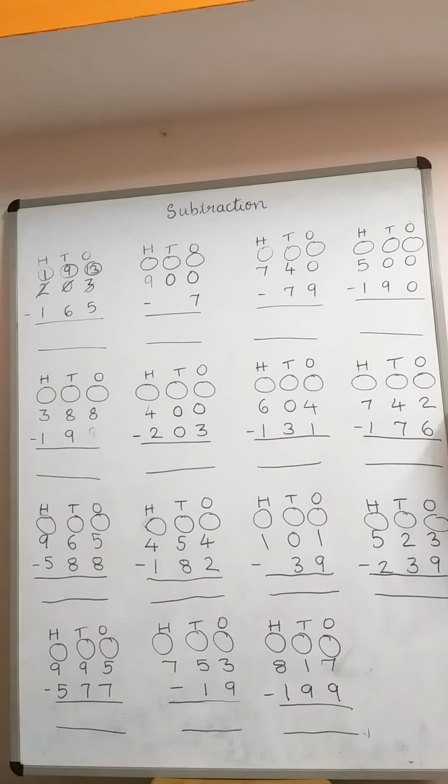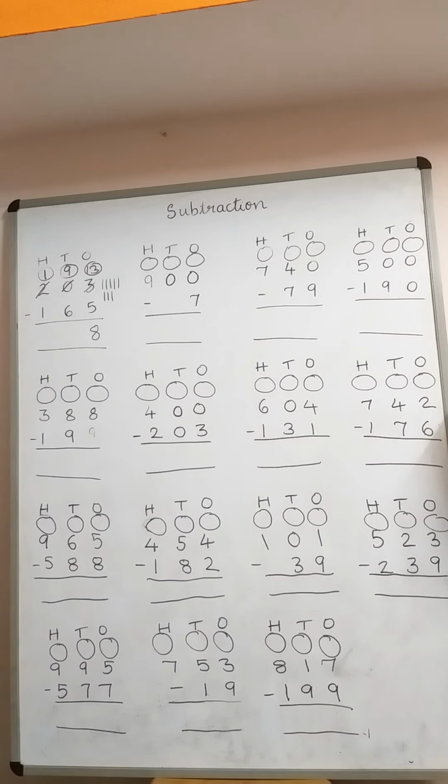So let's subtract 13 minus 5. So after 5, you should count up till 13. After 5: 6, 7, 8, 9, 10, 11, 12, 13. Count how many lines are here? 5 plus 3 is 8.